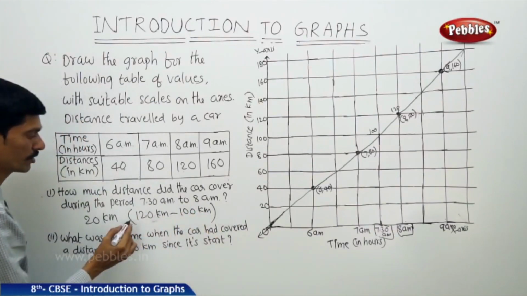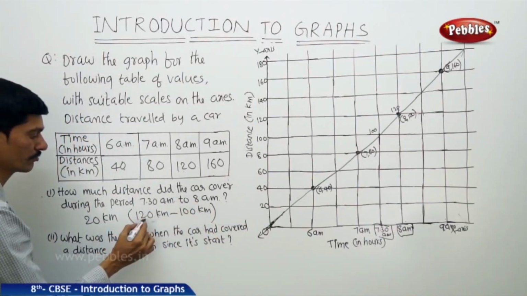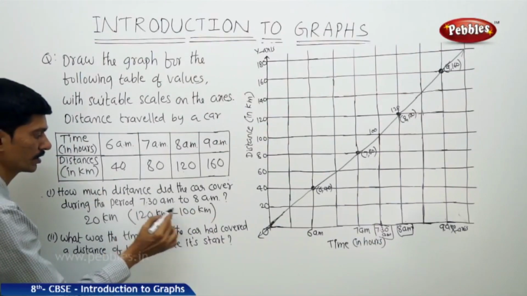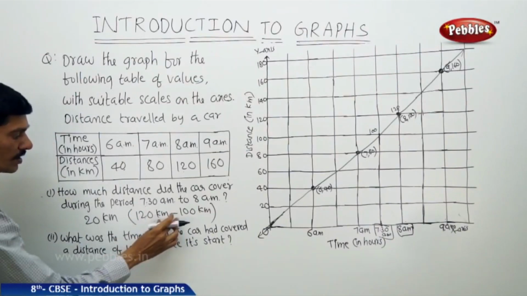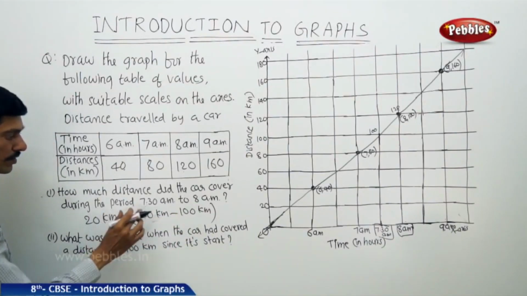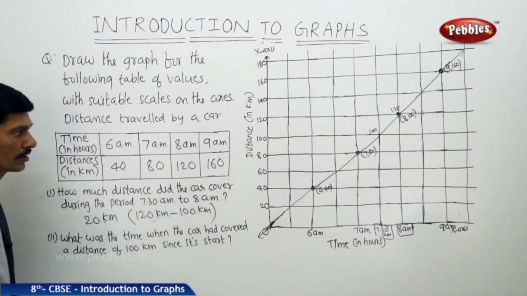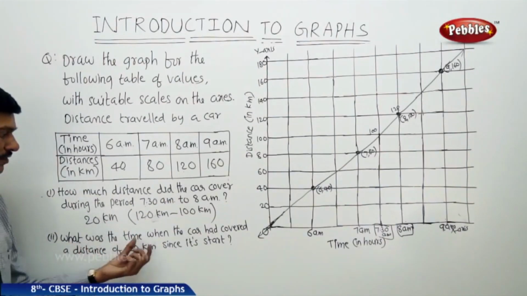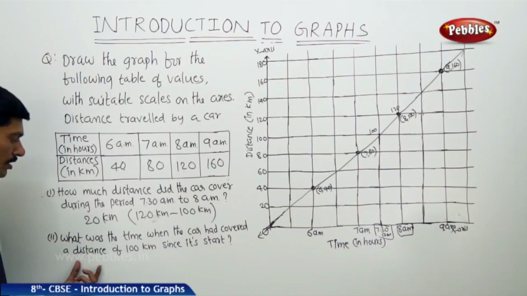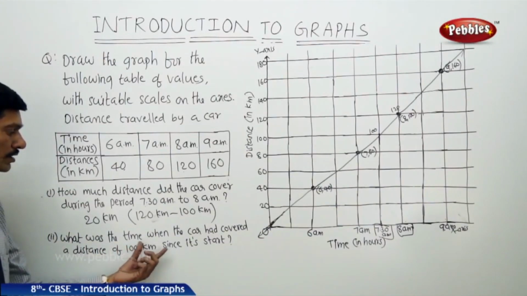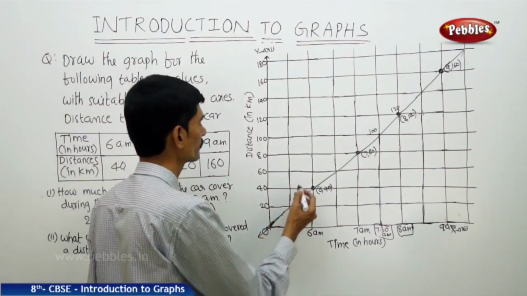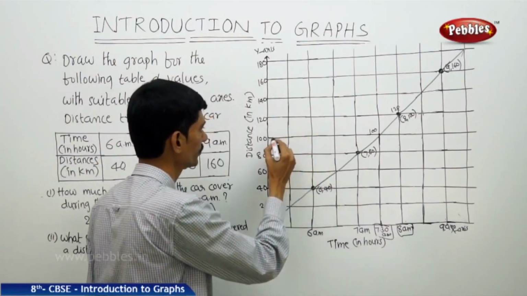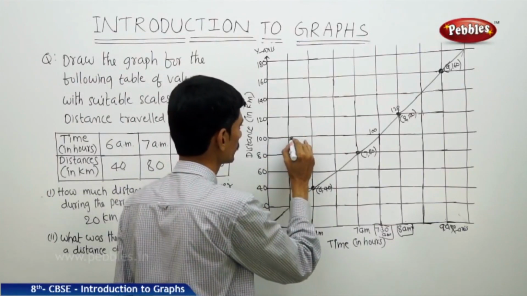So the distance covered by the car at 8 a.m. is 120 kilometers and at 7:30 a.m. is 100 kilometers. So the difference between these two distances is 20 kilometers. So from 7:30 a.m. to 8 a.m. the car has covered 20 kilometers. Now what was the time when the car had covered a distance of 100 kilometers since its start? So where did it cover 100 kilometers of distance?